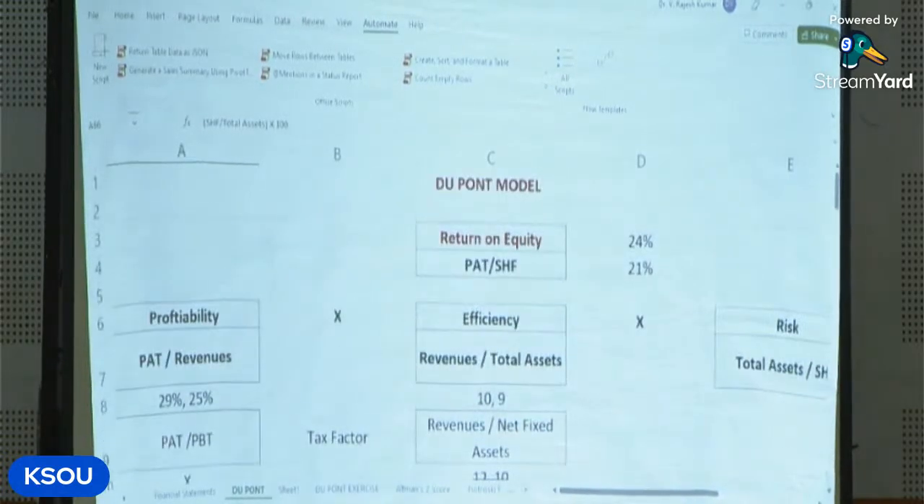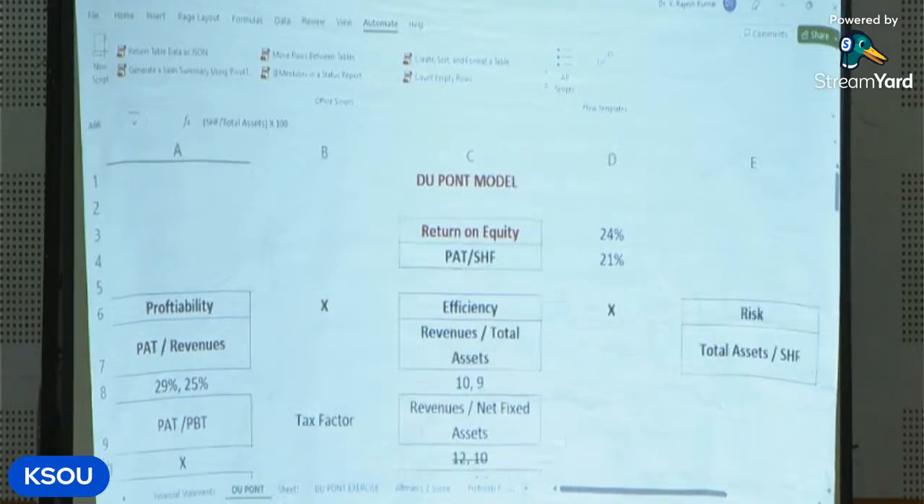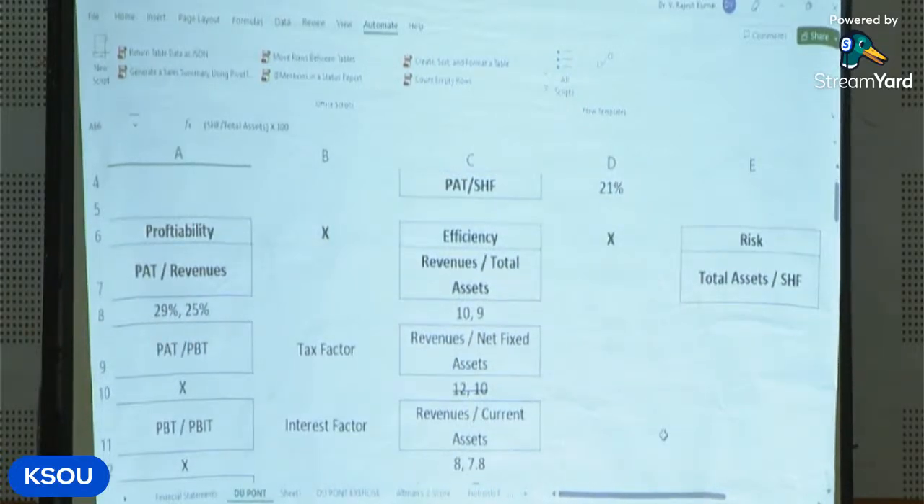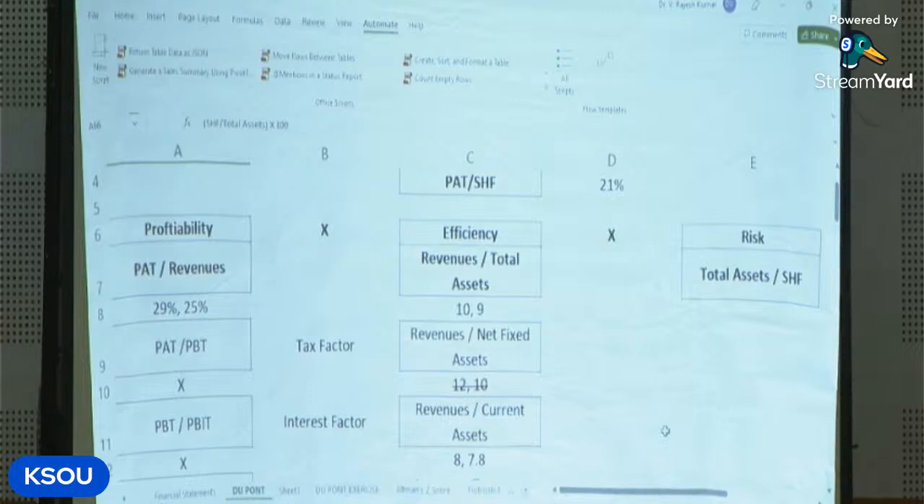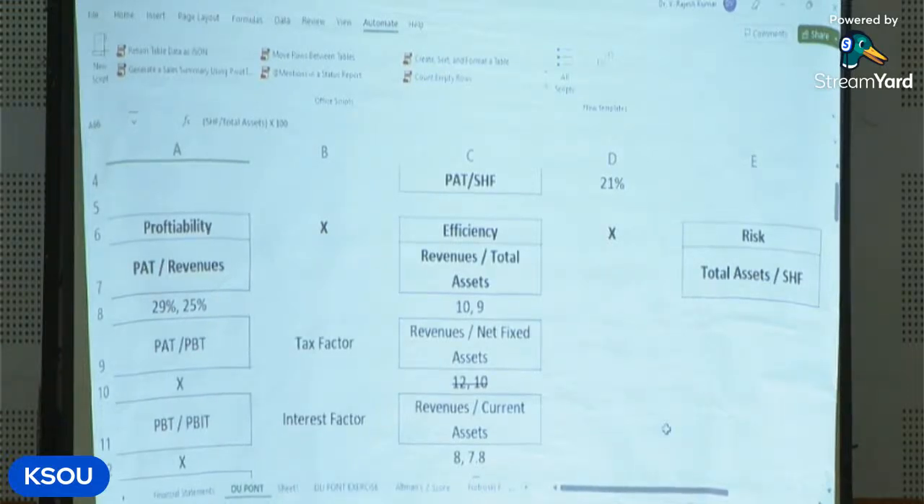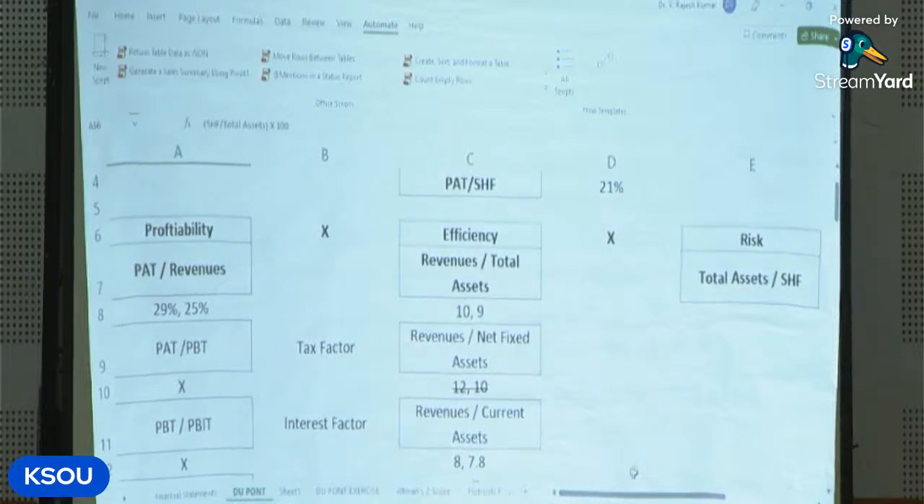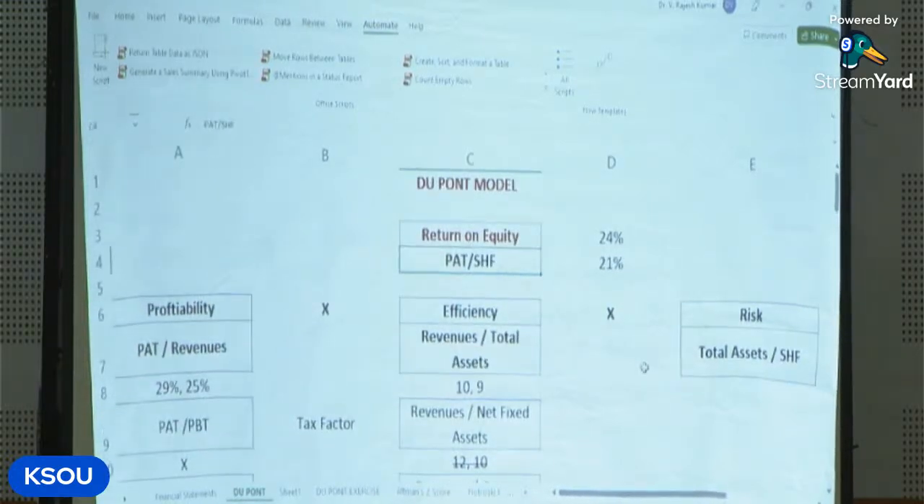Now comes the beauty part. Now, any change in ROE is either because of what, sir? Profitability or efficiency or risk. Now, can you multiply all these three and see what happens? Net income by revenue, revenues by total assets, total assets by shareholders' funds. What do we get, sir? Net income by shareholders' funds. Nothing but what? ROE. Please see how beautifully everything here gets captured into one ratio.